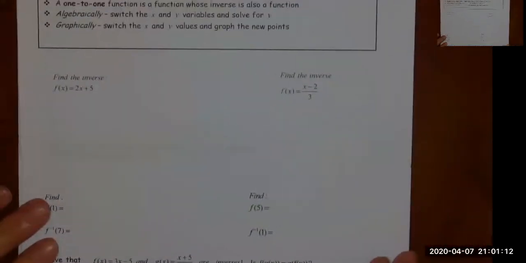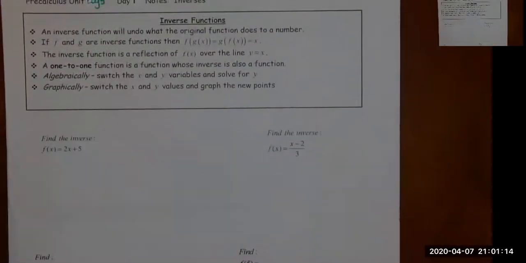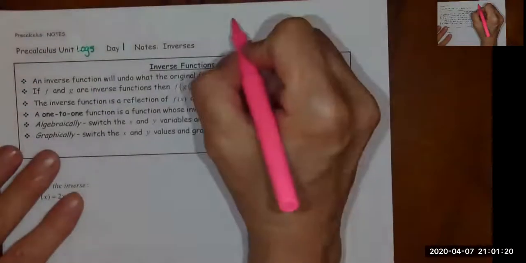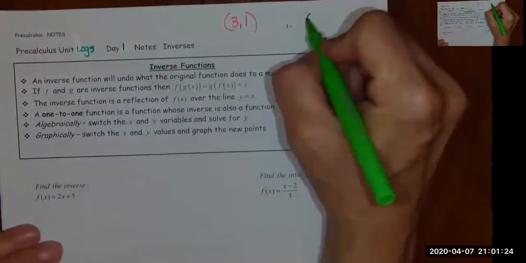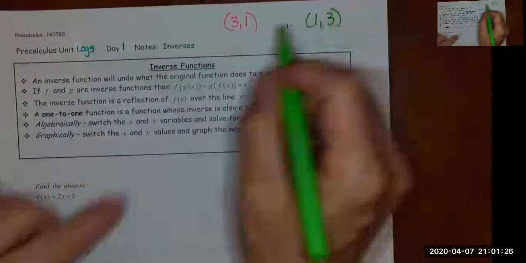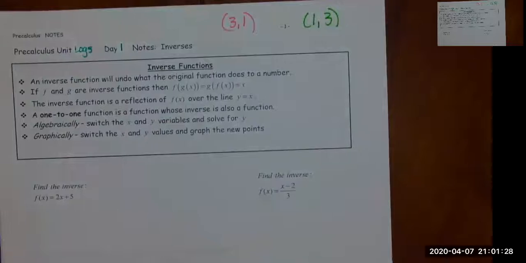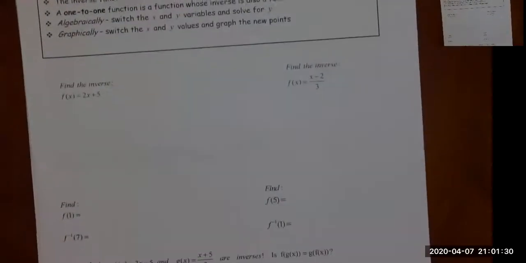Inverses. What is an inverse? The basic thing to remember is in an inverse, x and y switch places. So if I had a point (3, 1), the inverse would be (1, 3). You just switch x and y. You don't change their sign. You just switch where they're standing.